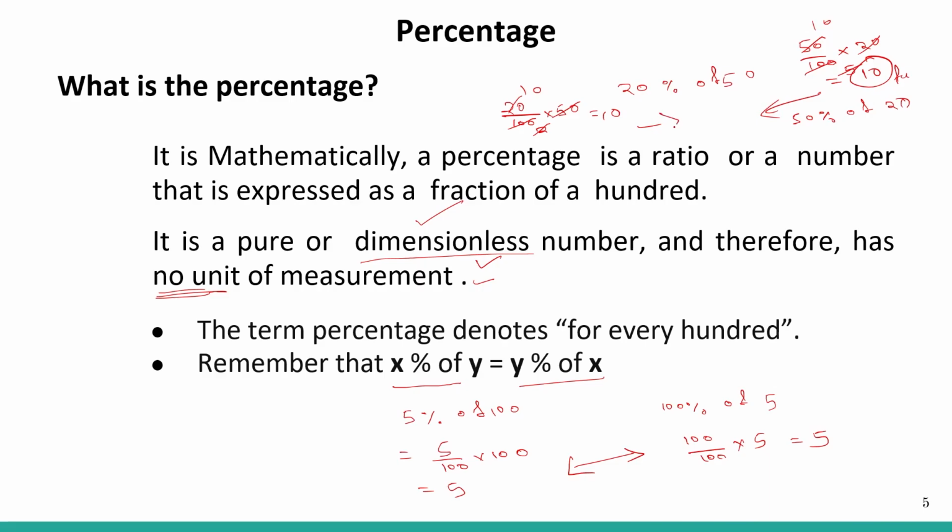So here you can see from observation that actually x percentage of y is equal to y percentage of x. Let's try to prove it explicitly. So x percent of y is equal to what? X by 100 into y. And what is y percentage of x? So y by 100 into x. So what you can see here is this is nothing but x multiplied by y by 100, and this is nothing but equal to y multiplied by x by 100.